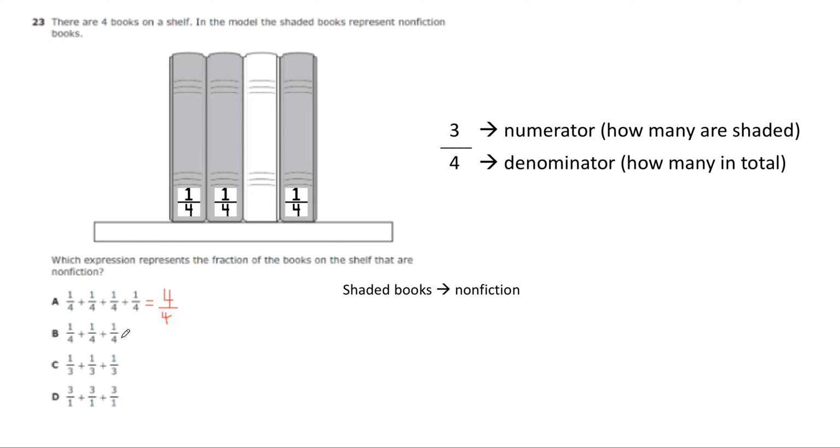I'm going to look at B. B is 1/4 plus 1/4 plus 1/4. Okay, so this one looks a lot like what we wrote up here. If I add these all together, I have 1, 2, 3. I add my numerator. I don't add my denominator.